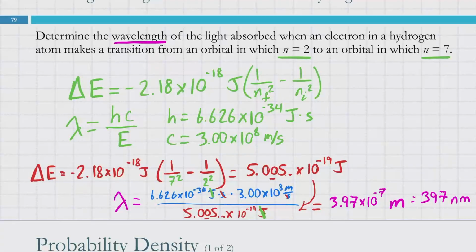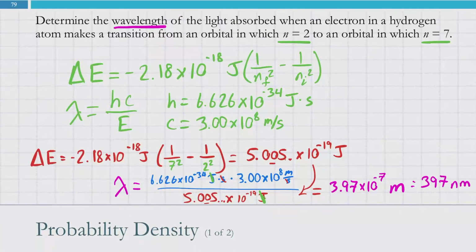Questions about that calculation? I think I've typically given this delta E equation, as well as the lambda equals hc over E and the h and c values on information sheets. So you just need to know how to use them. You don't have to have them all memorized necessarily.